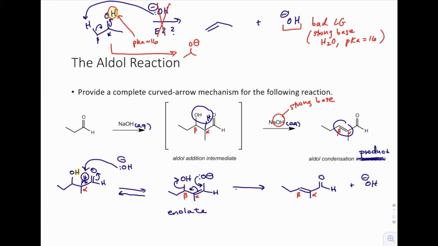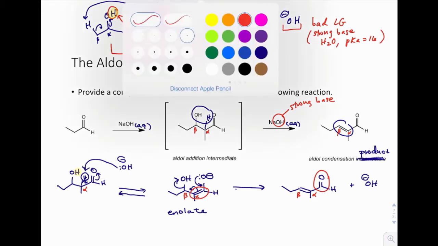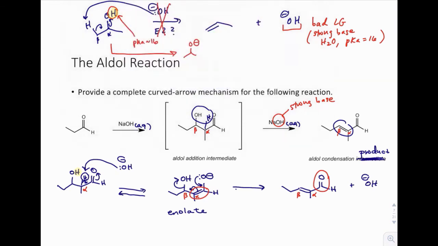Look at what you're doing. You're converting a CC double bond to a CO double bond. The CO double bond is stronger. So you're reforming the CO double bond and expelling hydroxide. And so the thermodynamics this time are in your favor. So the name of this mechanism is called an E1CB. So E1, I'm going to write that somewhere.